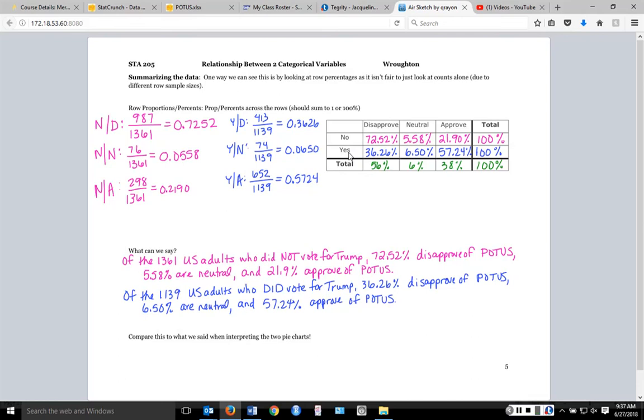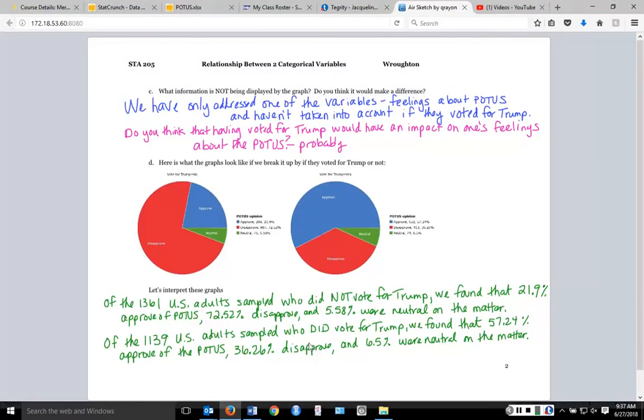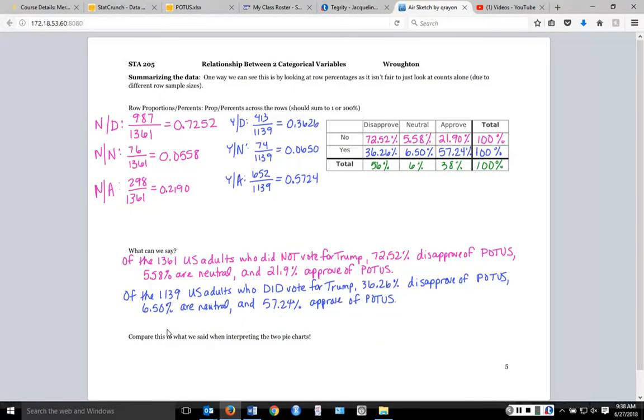Now, how does this compare to what we said when we interpreted the two pie charts in the last video? Well, at this point, it might feel a little bit like deja vu, because if you read these, other than the fact that maybe I have the neutral numbers at the end, the percentages are exactly the same. The number of people I'm talking about are exactly the same. So these are the same. So what that means is when we looked at this contingency table thus far, we haven't really done anything different than what we already did by looking at the pie charts. So this contingency table is a nice way of looking at all of those pie charts at the same time.